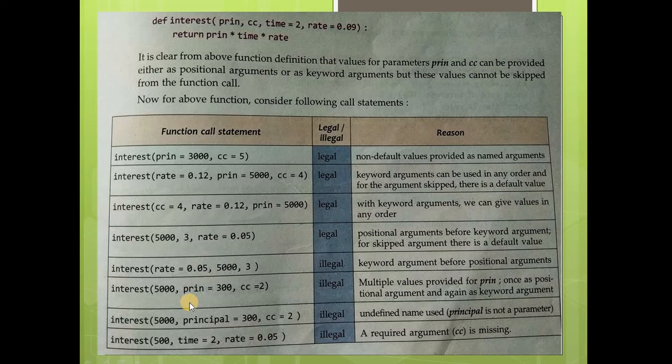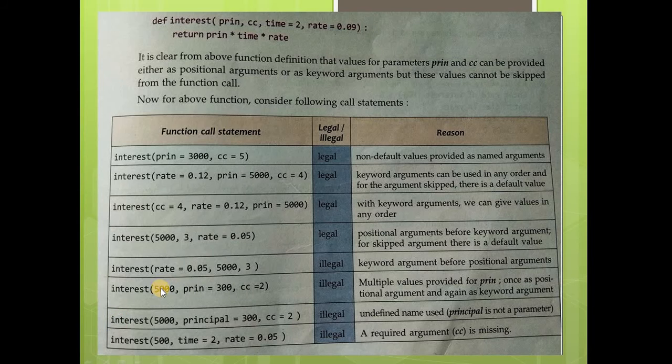Then in the next, interest 5000, principal equals 3000, CC equals 2. Here multiple values are provided for principal. See here, first this 5000 value will be copied into principal, and again we are passing principal equals 3000. So it will give the error multiple values for principal. So this is an illegal statement.